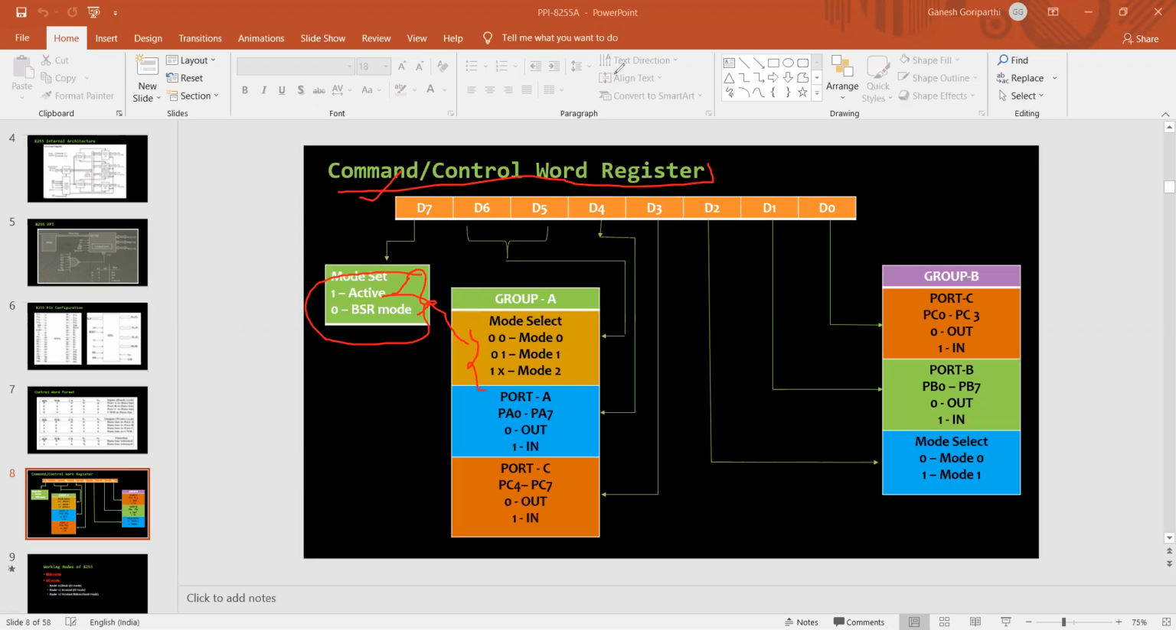See, I am going point by point. First, you have to understand the architecture, the different blocks of the 8255, the operation of each and every block. Next, that is extended to the pin diagram. Next, how to write the command word. Next, the operating modes we will see.